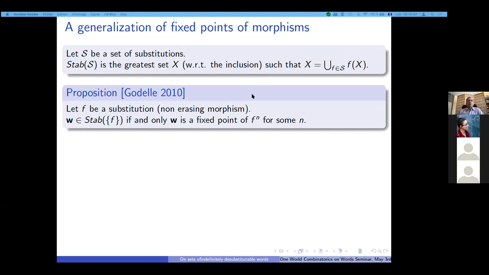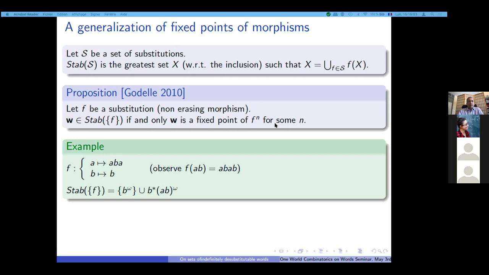This can be seen also in a special case, a result already proved by Gödel in 2010, in the case where we have only one substitution. In this case, W belongs to the Stabert set of this substitution if and only if W is a fixed point of some power of the substitution. Here is an example to illustrate this proposition. Maybe it is not the best example I could have given, but I will need it later. It is not the best because all elements of the Stabert set I give here are actually fixed points of F, and no power is needed except the first power.